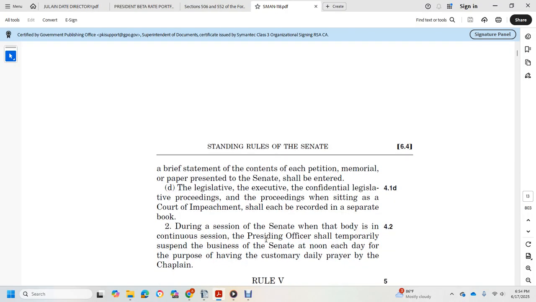During a session of the Senate, when the body is in continuous session, the presiding officer shall temporarily suspend the business of the Senate at noon each day for the purpose of having the customary daily prayer by the chaplain.